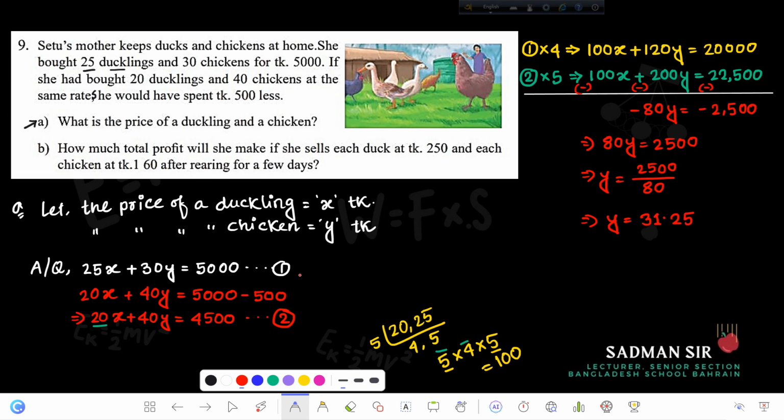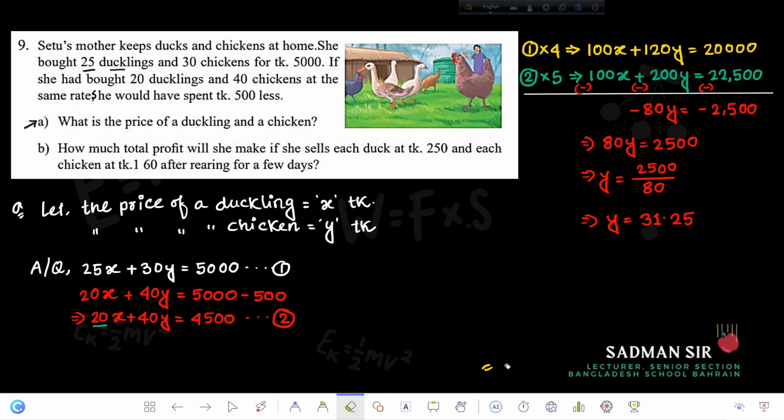So y is the price of a chicken. We found the price of the chicken. We need to find the value of a duckling now. We can do that by replacing the value of y in either equation 1 or equation 2. Both are okay. Let us say we are replacing in equation number 2. Let me erase this part. This LCM calculation, you can do it on the rough page.